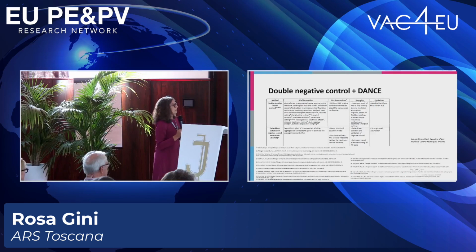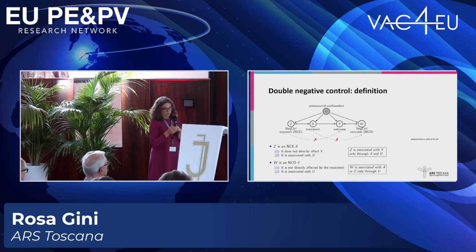So what is that? Again, double negative control method and the data-driven automatic negative control estimation. DANCE is the name of the algorithm. Now, this is the case where we have a pair: you have both a negative control exposure and a negative control outcome, and all of those assumptions are satisfied. This is the idea of the double negative control definition.